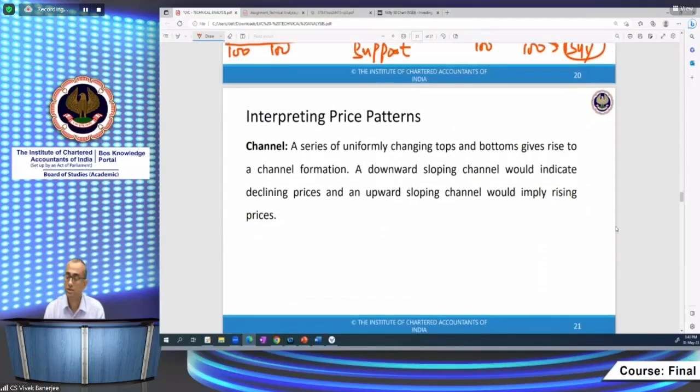Now come to interpreting price patterns. The first is the channel. Channel generally shows an uptrend or a downtrend. So just read the slide. It is a series of uniformly changing tops and bottoms, giving rise to a channel formation. A downward sloping channel would indicate declining prices, and an upward sloping channel would imply rising prices. For example, this.